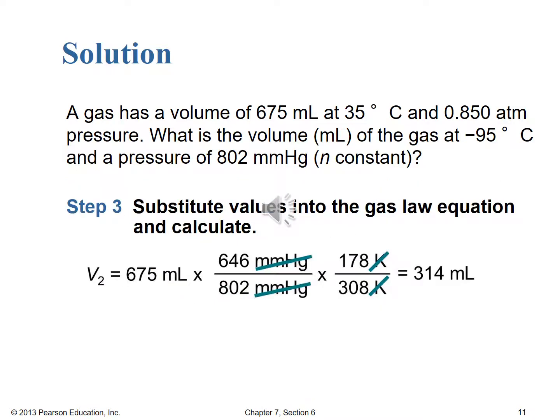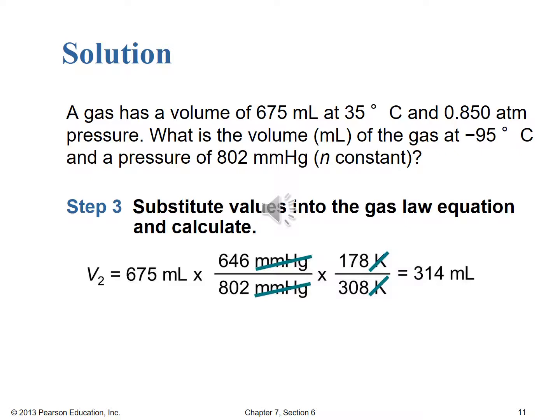And here in step 3, we'll go ahead and substitute values into the gas law equation and calculate our final value of volume here in milliliters. So V2 equals 675 milliliters, which was V1, times our 646 millimeters of mercury over 802 millimeters of mercury, times our 178 Kelvin divided by 308 Kelvin, and we end up with a final value of 314 milliliters.